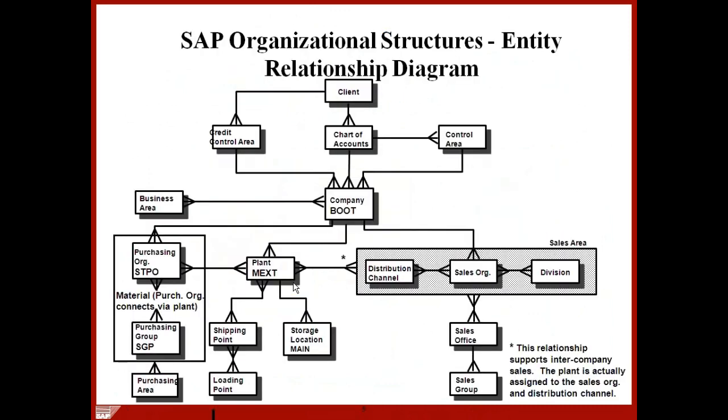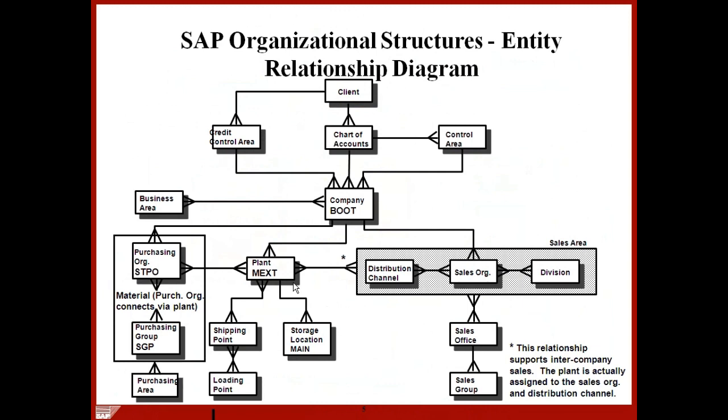Then we will discuss organization structure. What is an organization structure? What is its importance? Why do we require an organization structure? What are the components available within the organization structure? Which organization element is the main one? What is the main organization element for finance? Main organization element for MM purchasing, main organization element for MM inventory, and so on and so forth. We discuss it.